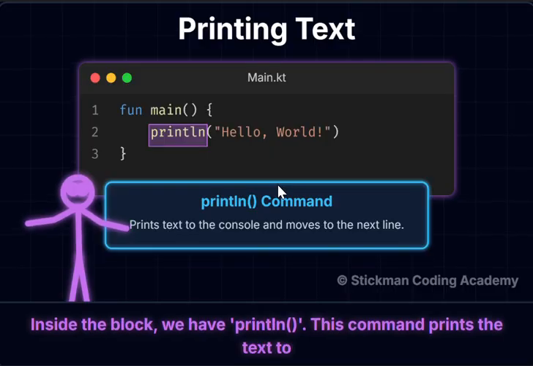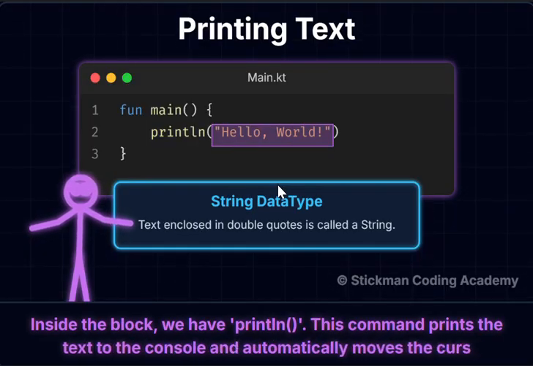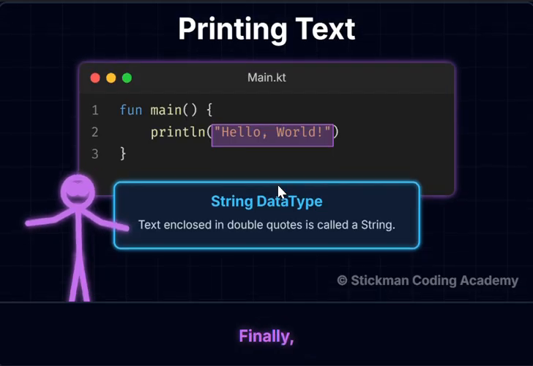Inside the block, we have println. This command prints the text to the console and automatically moves the cursor to the next line.